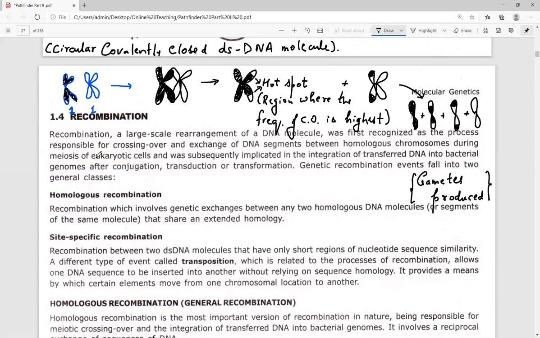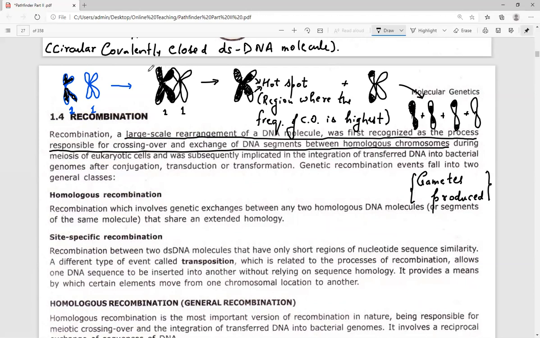Now recombination, a large-scale rearrangement of the DNA molecule, was first recognized as the process responsible for crossing over. So this is the large-scale rearrangement of the DNA molecule in which the DNA molecules have undergone rearrangement so that crossing over and exchange of the genetic material has taken place between the homologous chromosomes. These are the two homologous chromosomes. They have undergone crossing over.